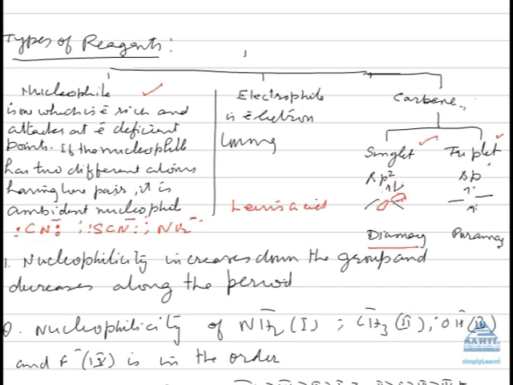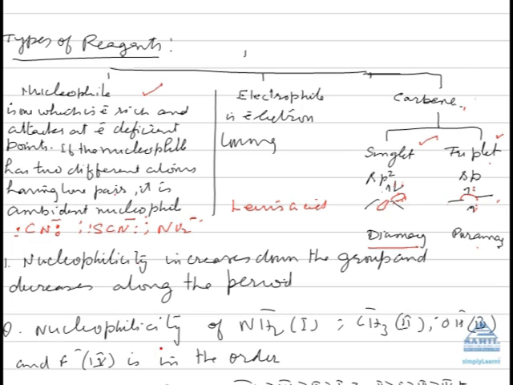In triplet carbene, the unpaired electrons are in different p orbitals. So carbon is sp hybridized. Shape is linear. It is a diradical and it is paramagnetic. Now, as we move down the group, nucleophilicity increases. Nucleophile and base: basically, the main difference is that a nucleophile attacks the carbon, a base attacks a proton. Nucleophilicity decreases along the period but increases down the group.